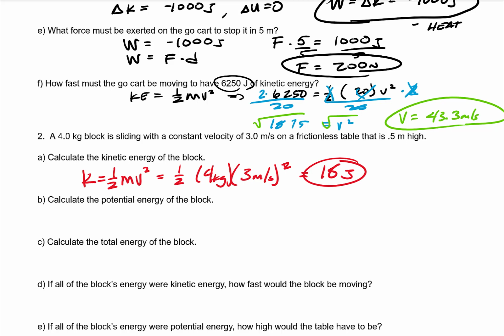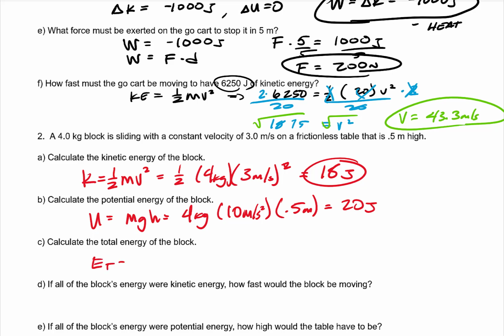Calculate the potential energy of the block. Potential energy is mgh, so it's 4 kilograms times 10 meters per second squared times the height, 0.5 meters. So that comes out to be 20 joules. And so the total energy is the kinetic energy plus the potential energy, or 38 joules. We just add those two together.